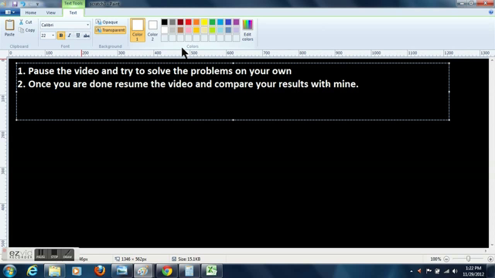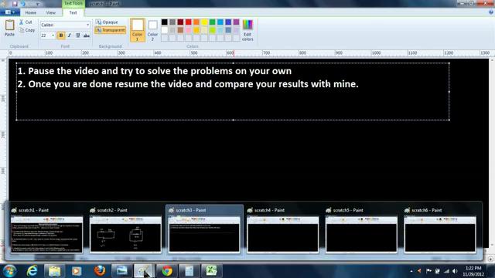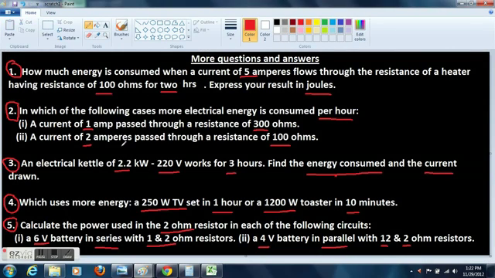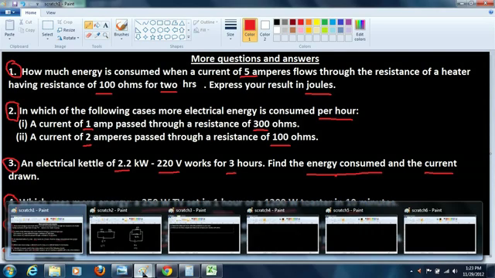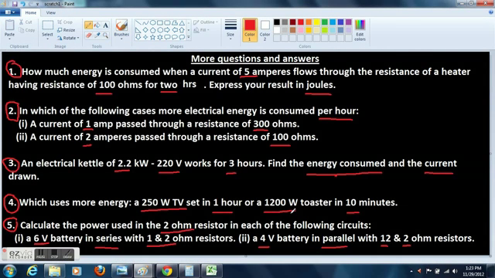Okay. So now I will be solving these problems. I may not be able to solve all the problems in this video. A few of the remaining problems I will solve in the next video. So let me start with numerical problem number 1, where you have to calculate the energy consumed. Okay, let me draw a fresh board.